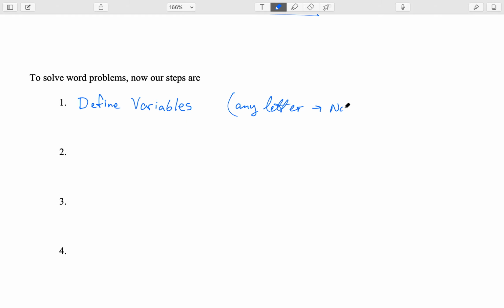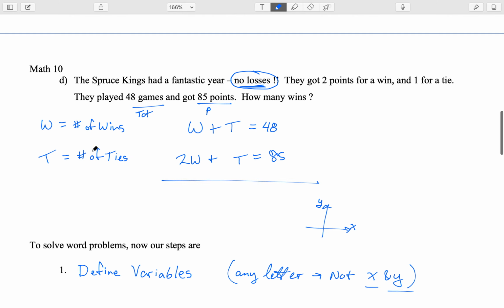So it doesn't have to be just X and Y. But if you like X and Y, go ahead, fill your boots. I always like using x and y because you know how to graph x and y. So we're going to define our variables. In these cases, we didn't use x and y. We used w and t.